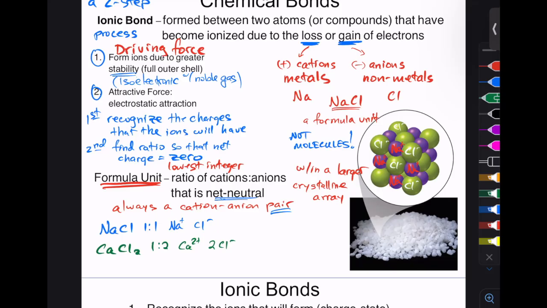You see that? And calcium, you find calcium on the periodic table, it's got 2 valence electrons. So if it can, it will lose 2 electrons to become the calcium 2+ cation. And we already know that chlorine will gain 1 to form the chloride 1- anion. And so that's the ratio that they combine to give us a net neutral pairing. There are 3 total ions, but it's still a cation-anion pair.